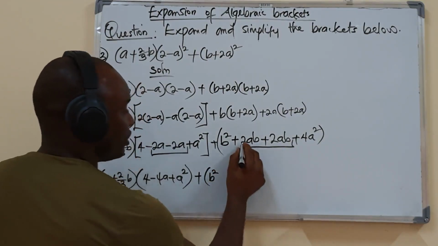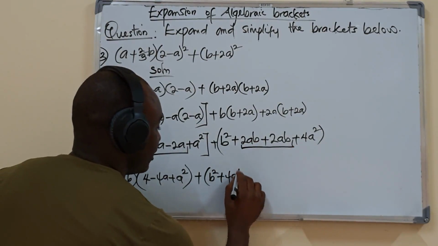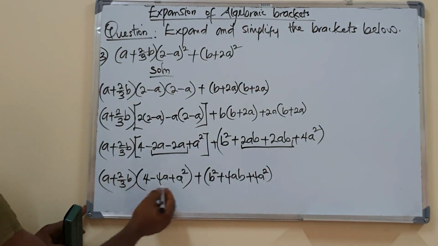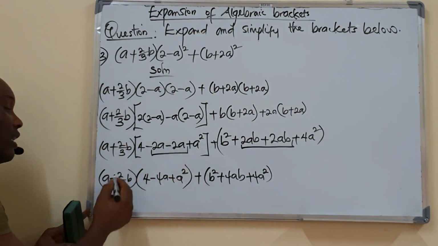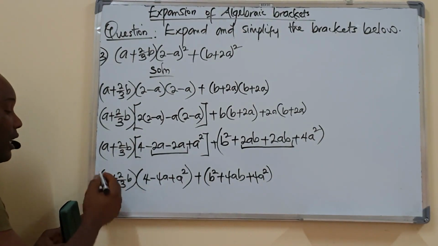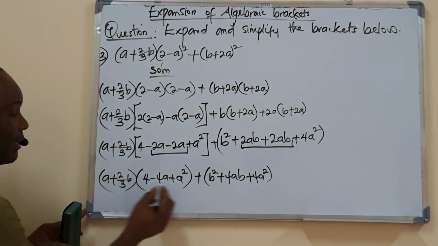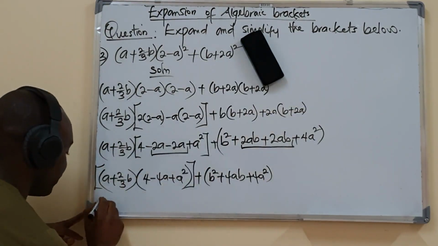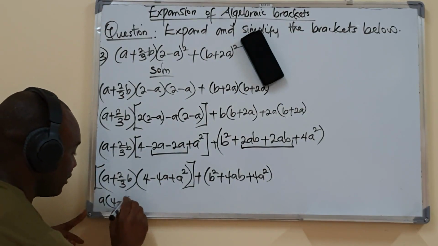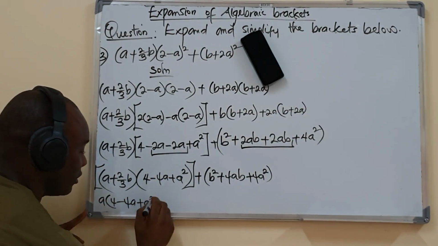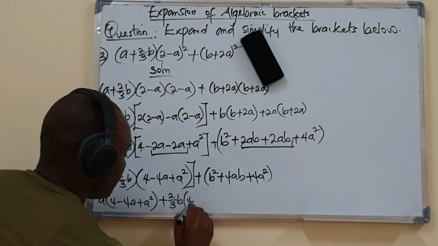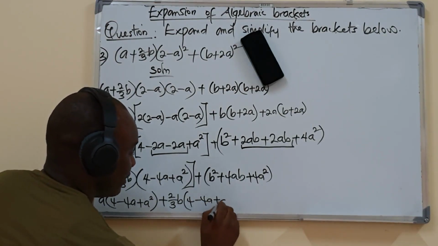b squared. Can you see 2ab plus 2ab? That's going to give you 4ab. And then 4a squared comes following. Close it. This time around, we can open up the next two brackets, which means multiplying 4 minus 4a plus a squared using a plus 2/3 of b. In that case, I'm going to be working out this part together. So, to do that, I'll begin by using the a first to open up this bracket, which is 4 minus 4a plus a squared. Close the bracket, and then plus 2/3 of b to multiply exactly the same thing, 4 minus 4a add a squared.